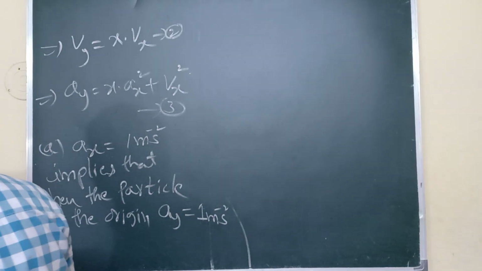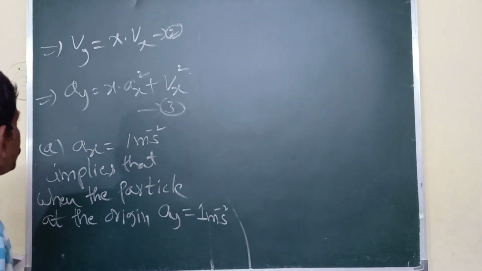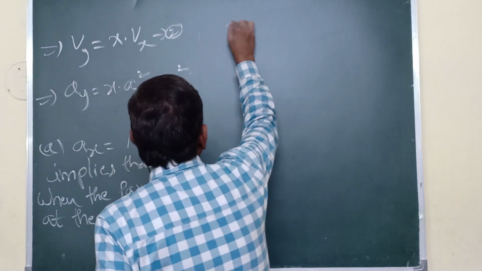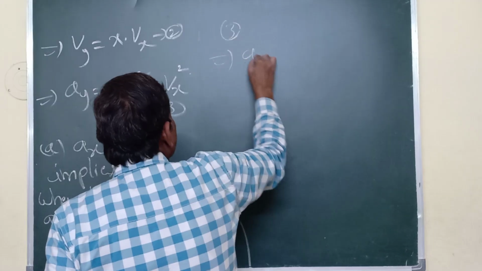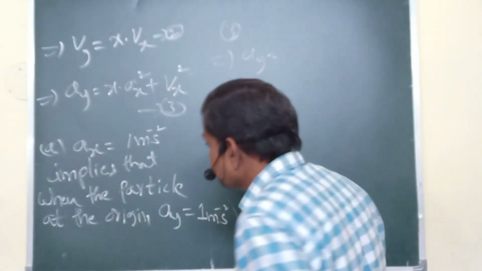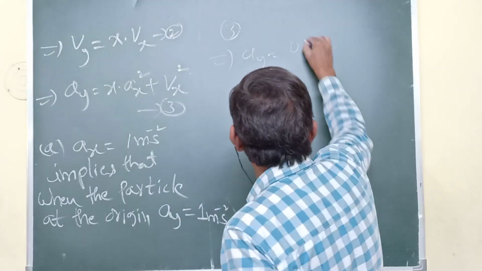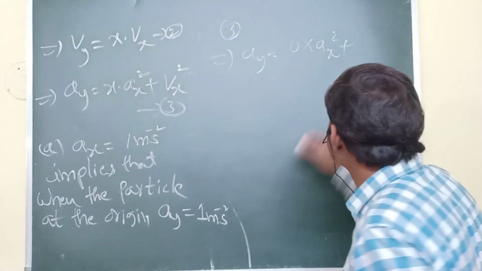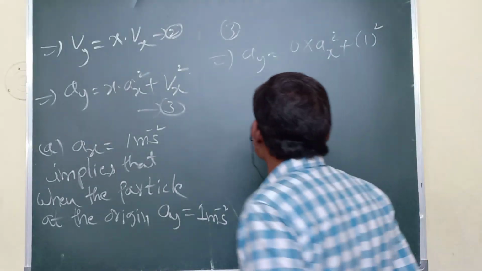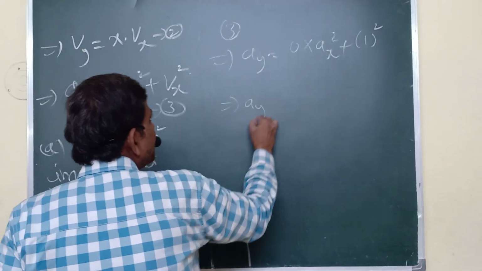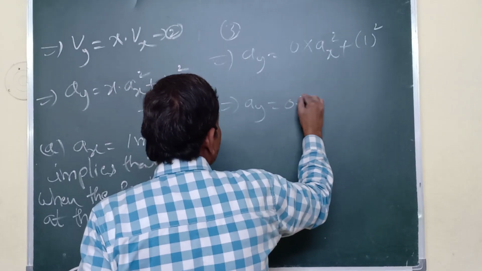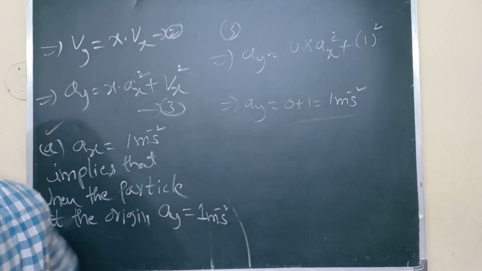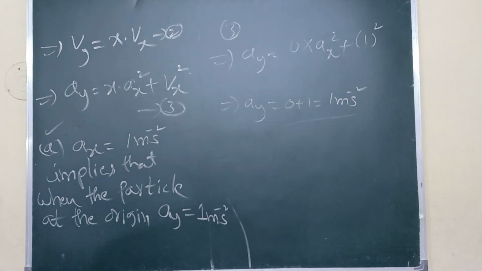Okay, now you go to Ax. Acceleration conditions you take. So third equation you take. 3 implies Ay equals to, at the origin x equal to 0 happens. So 0 into Ax square. Velocity along x direction already given 1 meter per second. 1 square. So finally what happened? Ay equal to 0 into something, 0 plus 1. 1 meter per second square. So first one correct only.